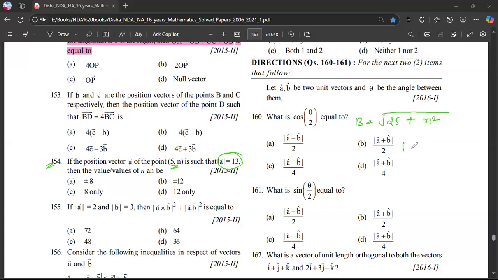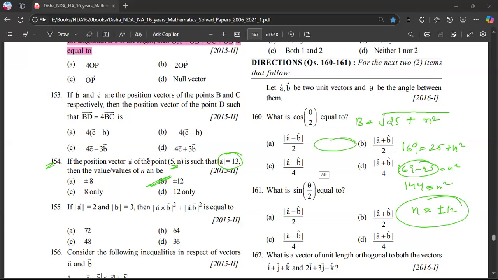Taking square on both sides, 169 is equal to 25 plus n square. So 169 minus 25 is equal to n square, which is 144 equal to n square. So taking square root, n becomes plus minus 12. Option number B, 154B is the correct option.